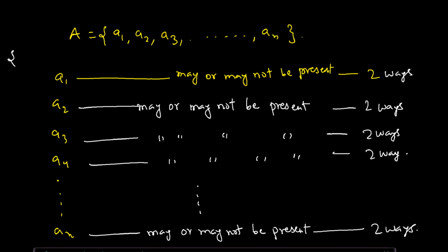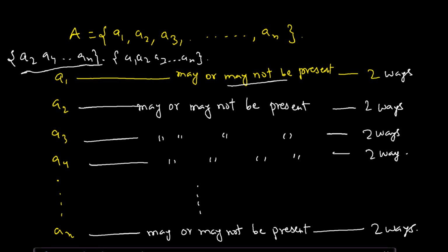For example, let us take one scenario, one subset in this way. I am saying that A1 is not present, A2 is present, A3 is not present, A4 is present, and so on. So let's say A2 and A4 are present. This gives you one subset. Another subset: A1 is present, A2 is present, all of them are present. Then this gives you nothing but A itself. There's one way in which none of them is present, which gives you the empty set.